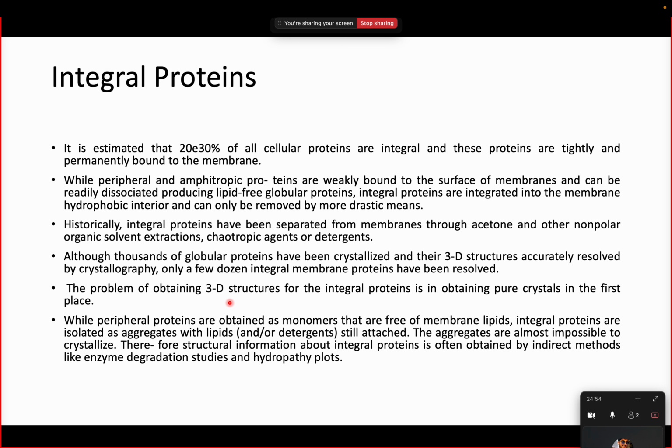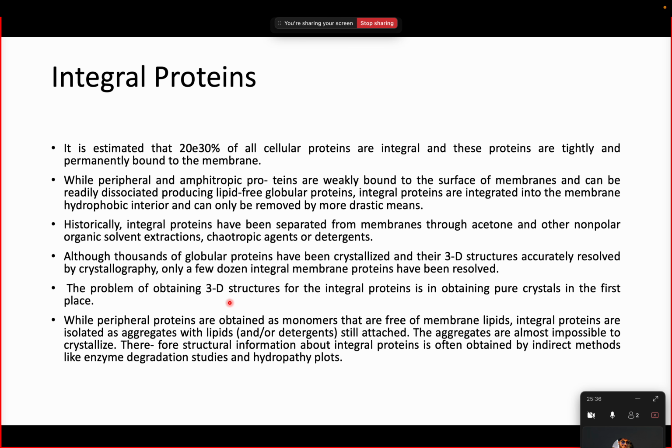next type is integral proteins. It is estimated that 20 to 30% of cellular proteins are integral, and these proteins are tightly and permanently bound to the membrane, while peripheral and amphitropic proteins are weakly bound to the surface of membranes and can be readily dissociated, producing lipid-free globular proteins. Integral proteins are integrated into the membrane hydrophobic interior and can only be removed by more drastic means. Historically, integral proteins have been separated from membranes through acetone and other non-polar organic solvent extraction methods.